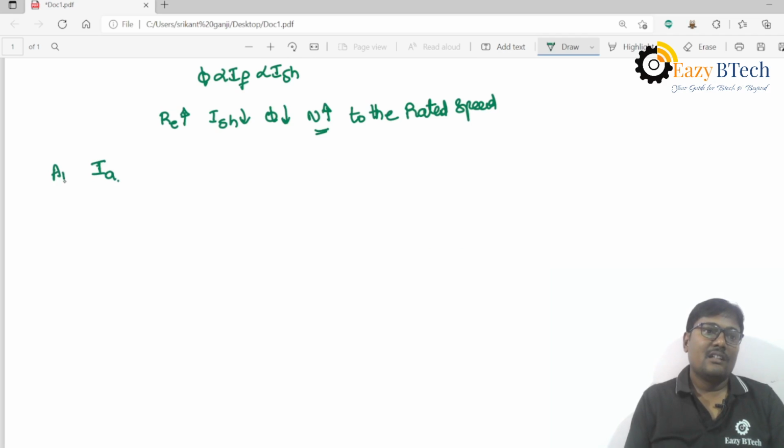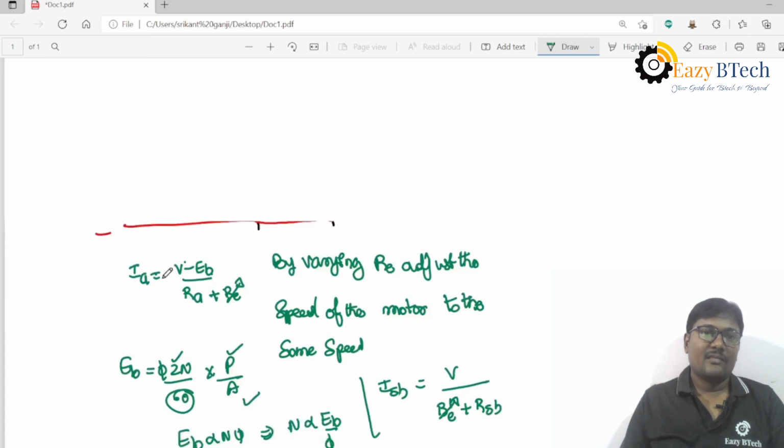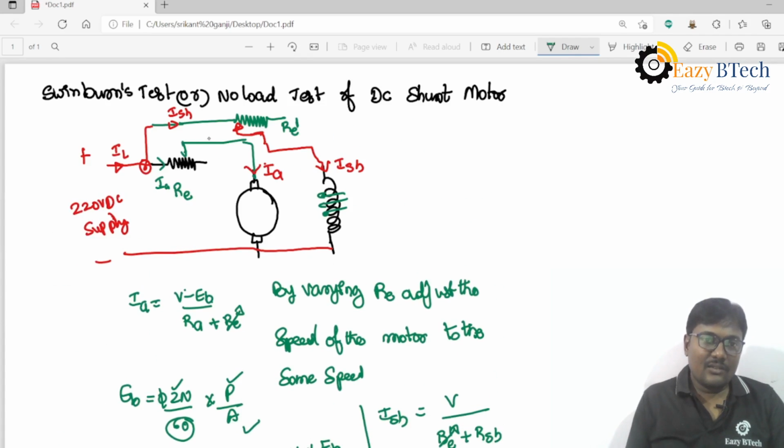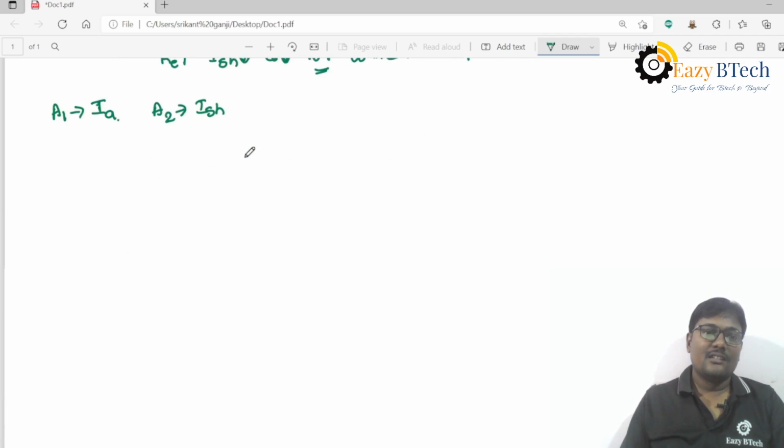A1 indicates the armature current, A2 indicates the shunt current. See here, we are connecting one ammeter. This is A1 and this one is A2. A1 indicates the armature current and A2 indicates the shunt field current.